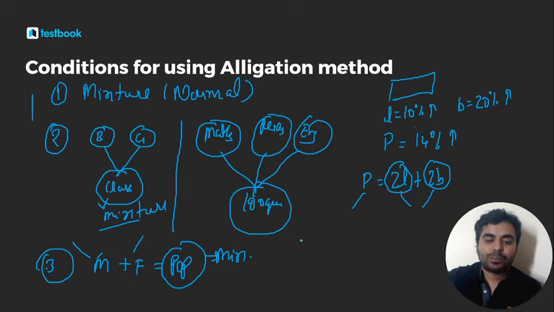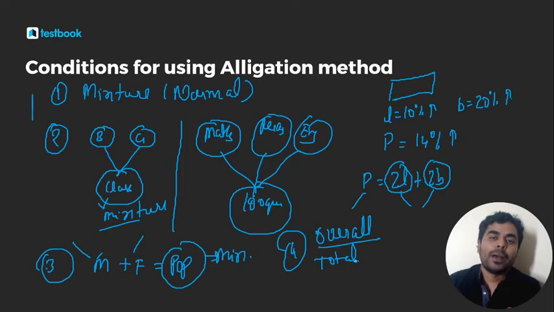Fourth condition, the last condition you should be aware of, is whenever the question is talking about overall or total. Suppose the question says that a man purchased 2 or 3 articles. On the first article he earned a profit, on the second article he incurred a loss, and on the third he again earned a profit of some percent. Now the overall profit is this. So how do we get overall profit or overall loss? We get it after adding the profit and loss on each item, right?